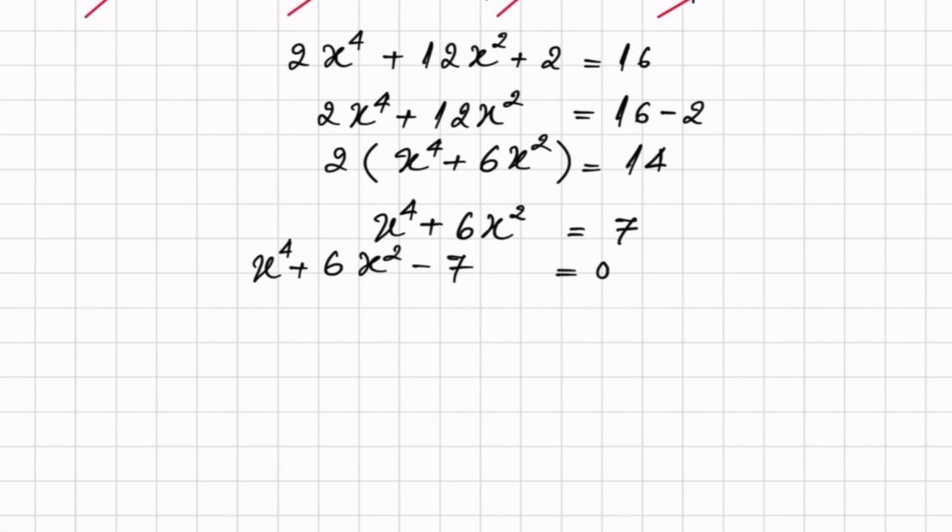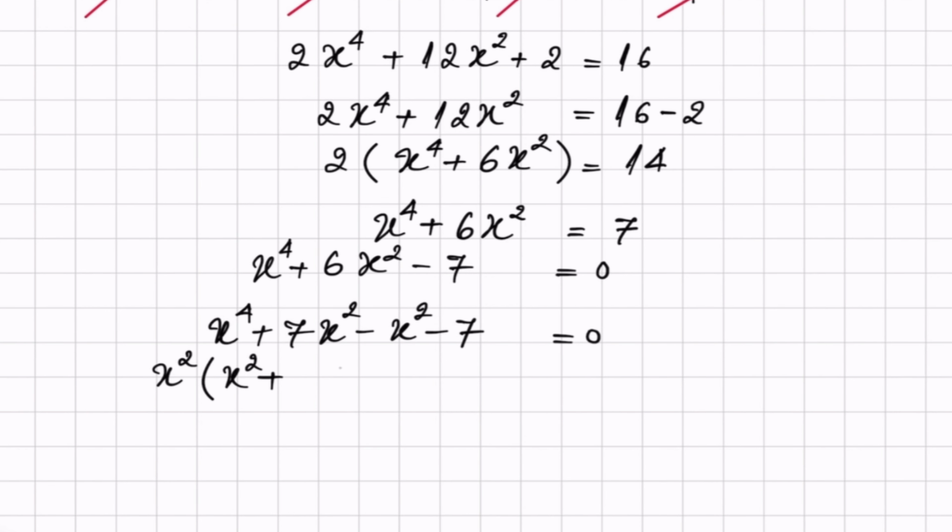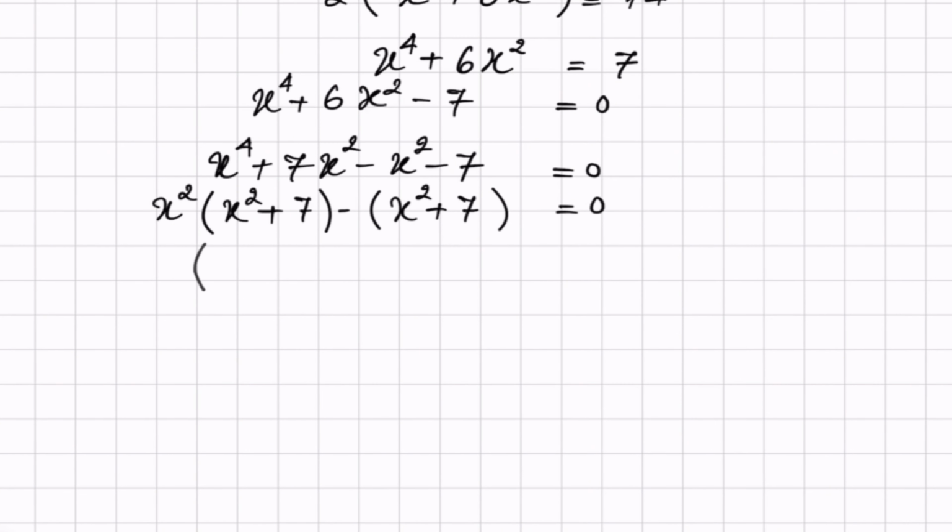Okay, so keep going. So then we have to factorize this part here: x^4 + 7x^2 - x^2 - 7 equal to 0. We got x^2 factor with (x^2 + 7) minus (x^2 + 7) equals 0. Then we got (x^2 + 7) factor with (x^2 - 1).